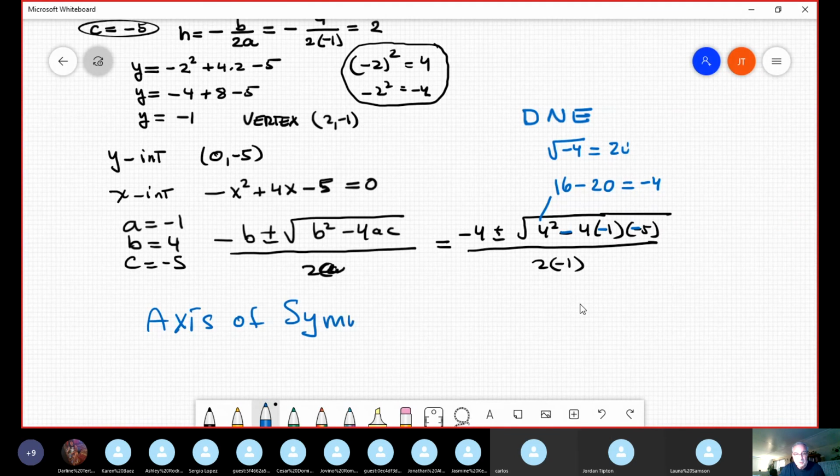Axial symmetry is the vertical line x equal h, and h in our example is 2. Look at that. This is h and this is k in the vertex.